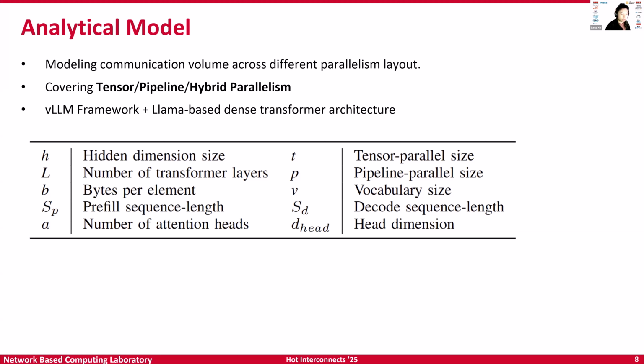So we'll be mainly focusing on the hidden dimension size, the number of transformer layers, the bytes per element, the prefill sequence length, which is the length of the prompt that you give to a model before you can get its answer, the tensor parallel size, the pipeline parallel size, the vocabulary size, and also the decode sequence length.